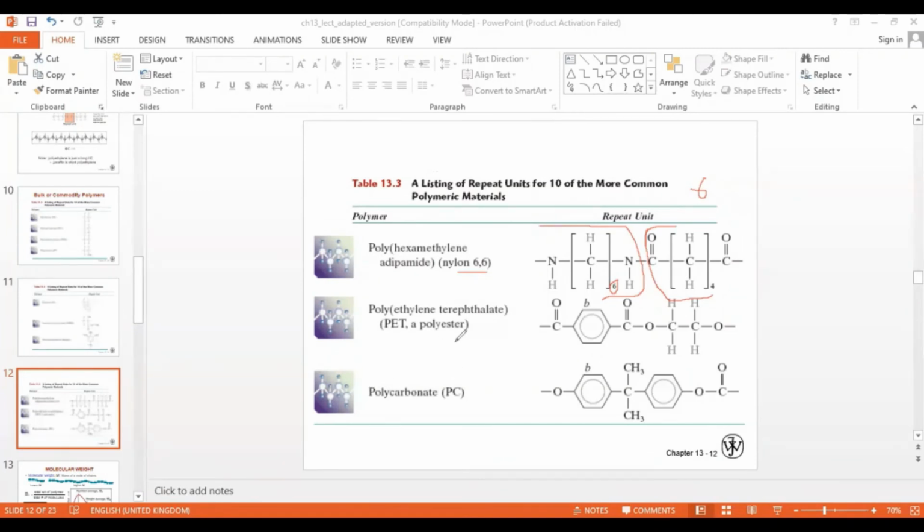Then I have polyethylene terephthalate, right? PET, a kind of polyester. So these are actually resins, not resins actually. This is a kind of fiber, amide. Here polyester, this is a resin, right? Polycarbonate, this is again a resin, right? So these are a few examples of polymers.